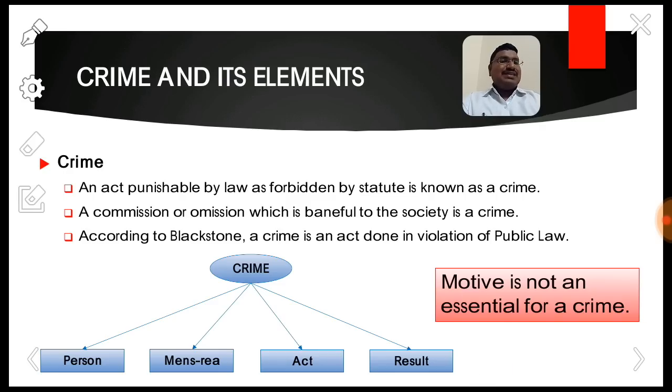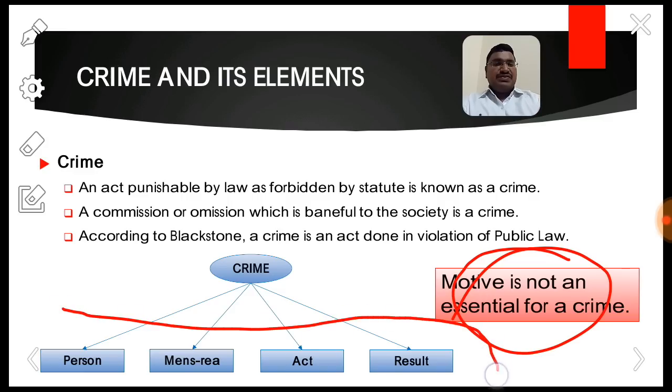Motive is not essential for crime. We should remember this. Motive is not essential for a crime, but the person, mens rea, act and result, these four are the elements of crime.